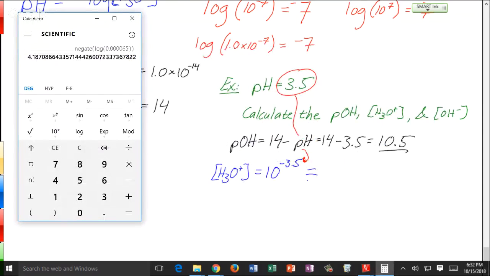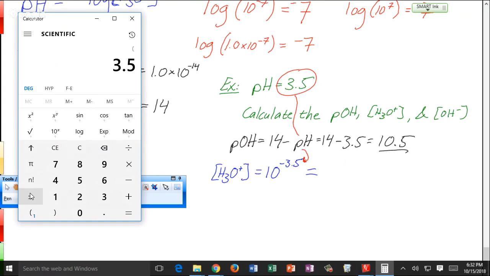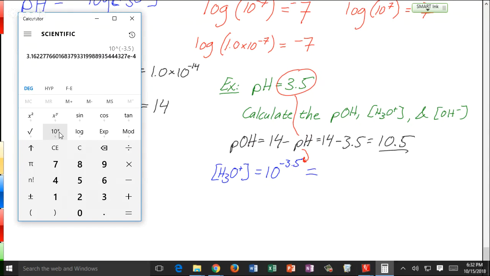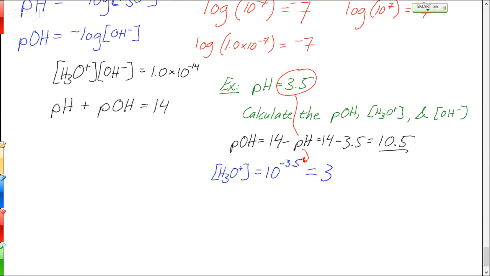So we would go negative 3.5, whoops. Negative 3.5 raised to the power of 10 is 3.16 times 10 to the minus 4. And remember that that's a concentration, so that's in molar. That's a molarity of the hydrogen ion concentration, or the hydronium ion concentration.